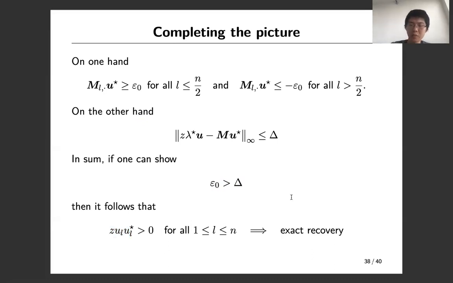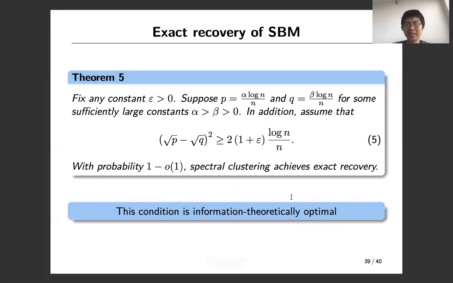Now to be precise, let me state the following theorem for the spectral method for SBM. As long as the gap between P and Q is larger than 2 times (1 plus epsilon) times log n over n, we know that with probability going to 1, spectral clustering will achieve exact recovery. Not just almost exact recovery given by the L2 bound.